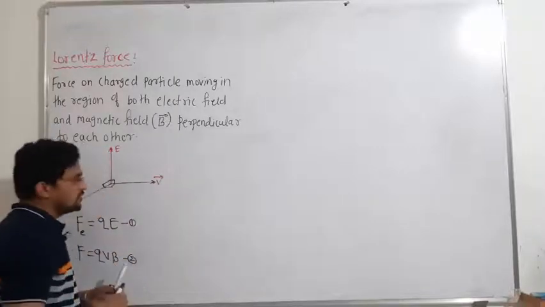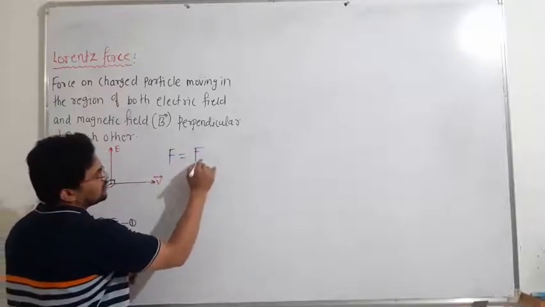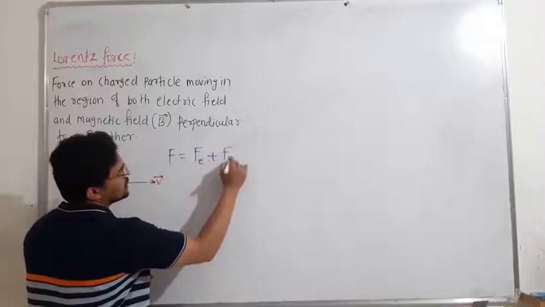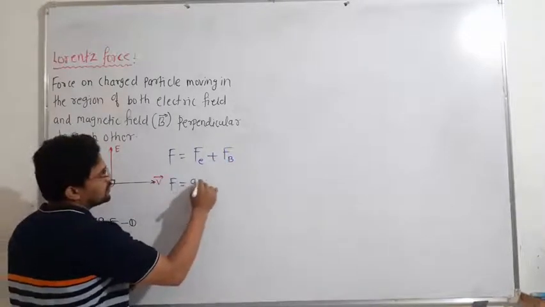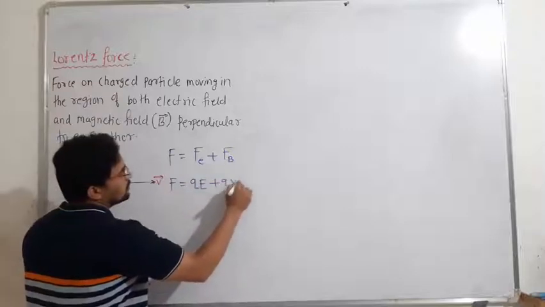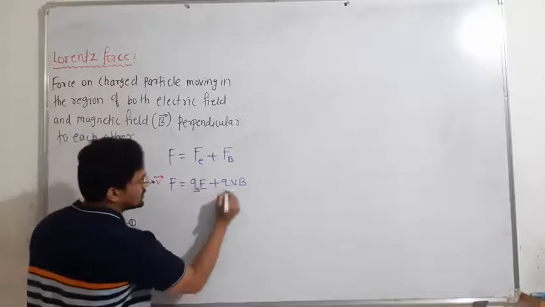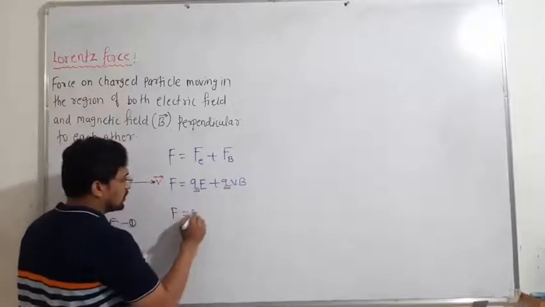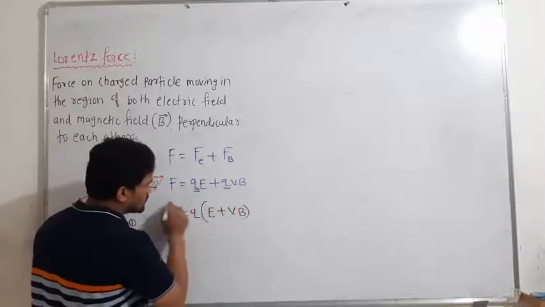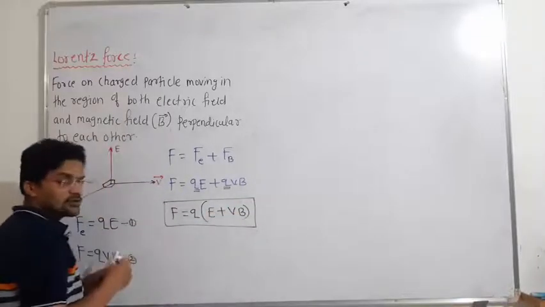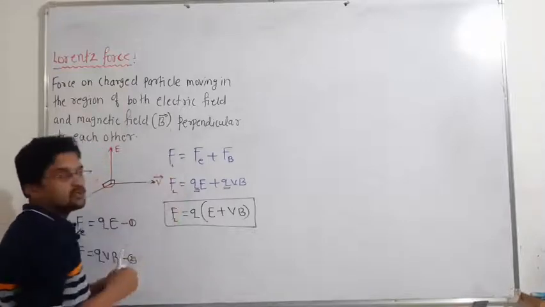So next is the Lorentz force. The Lorentz force is the force on the charged particle due to the electric field plus the force on the charged particle due to the magnetic field. So F is equal to Q into E plus QVB. Take out the common factor, that is Q. So F is equal to Q into bracket E plus V into B. This is the force. I will denote the Lorentz force as FL.